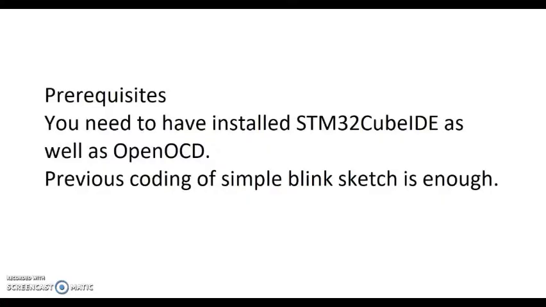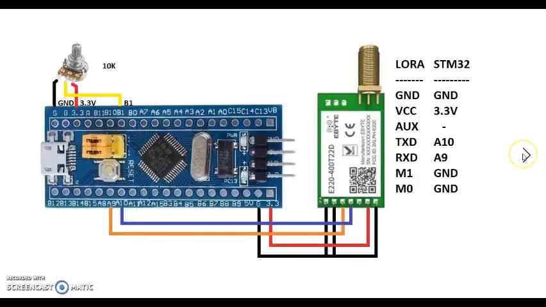In this video, we're going to do a transmission and receival of LoRa module using STM32. Make sure you have already installed STM32CubeIDE, also OpenOCD. You should have already done a simple blink sketch using CubeIDE. Now we come to the wiring diagram.